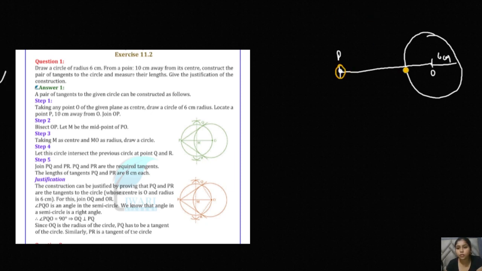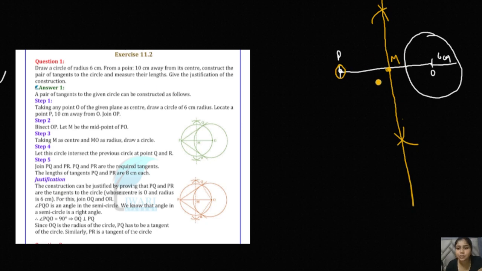Okay, and then you have to open the compass more than half and draw the bisector like this. You have to draw the arcs like this. I'm just drawing it roughly, and you have to make them meet at a particular point. Let this point be O dash, or let this point be M.